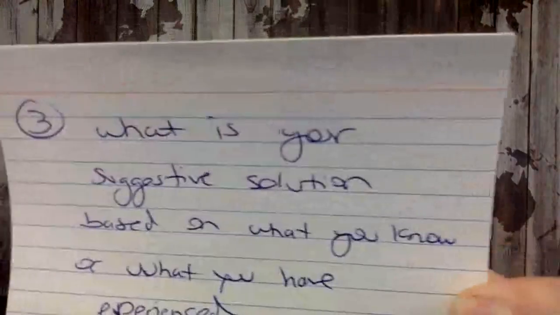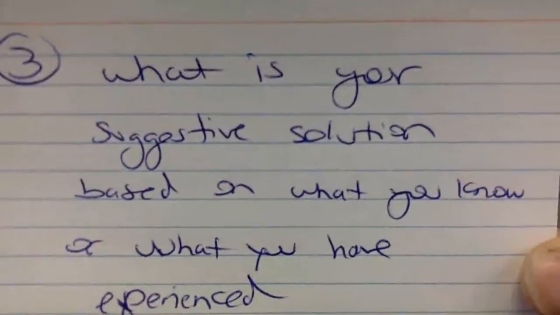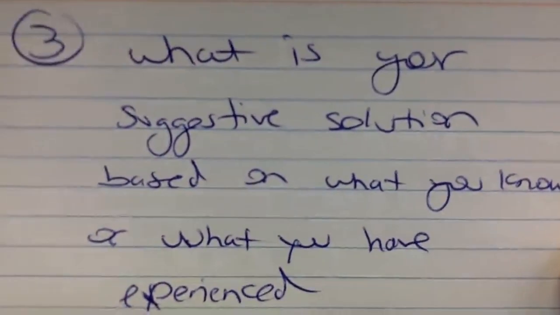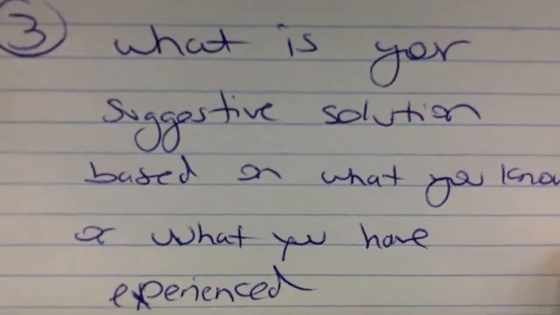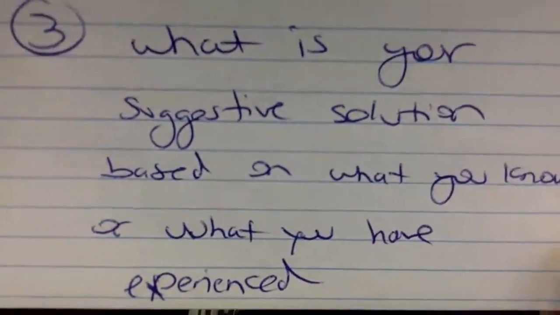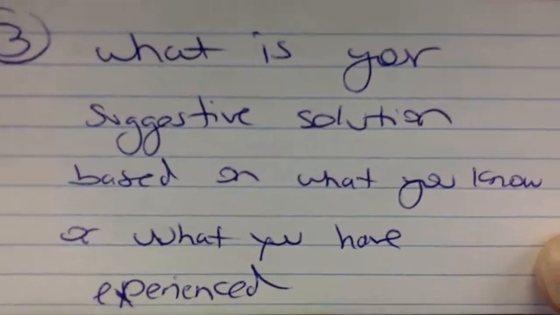So the one column, you have all your topics. The second column, you have all of the problems that come up with that. Now, the third column is this. The third column is, what is your suggestive solution based on what you know or what you've experienced? What is your suggestive solution based on what you know or what you've experienced? So think about it. Fitness for seniors.